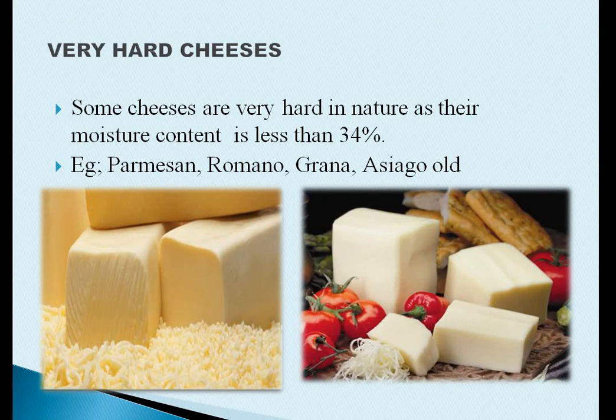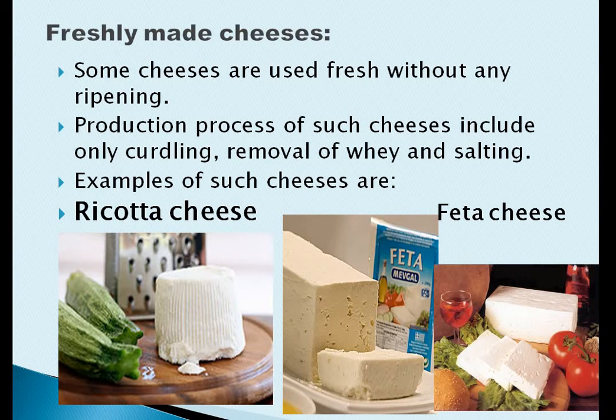Very hard cheeses are very hard in nature as their moisture content is less than 34%. For example, Parmesan, Romano, Grana, Asiago Old. These are the very hard cheese types.